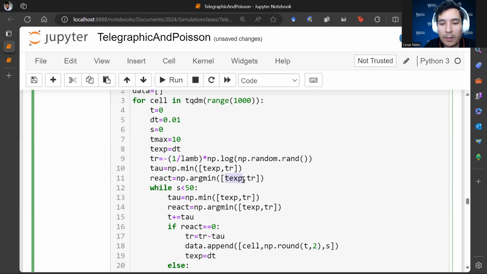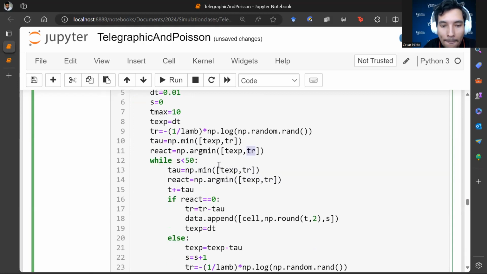The result of this function is going to be 0 if the minimum is the first element of the array, and it's going to be 1 if the minimum is the second element of the array, that is element 1.